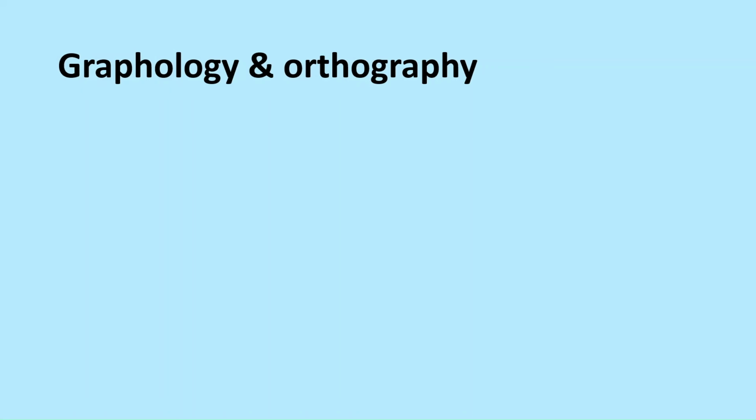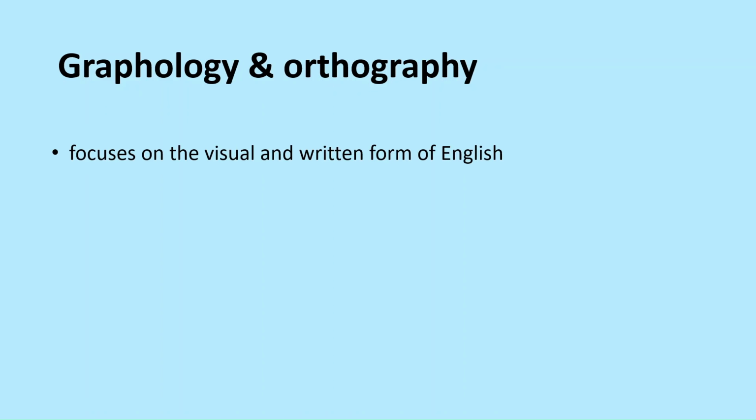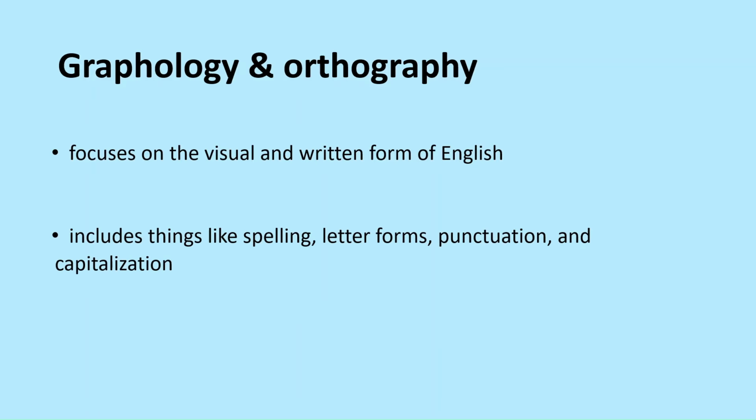First, we'll look at graphology and orthography. This area focuses on the visual and written form of English. It includes things like spelling, letter forms, punctuation, and capitalization. These features were not standardized until relatively recently, which means many older texts look very different from what we're used to. Let's start with spelling.